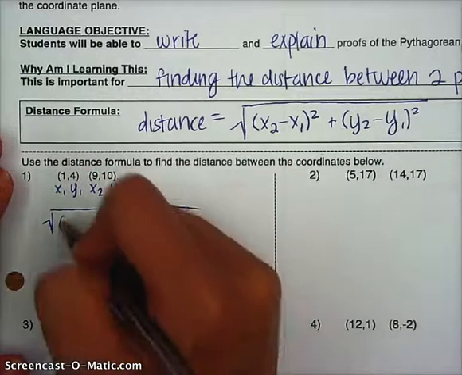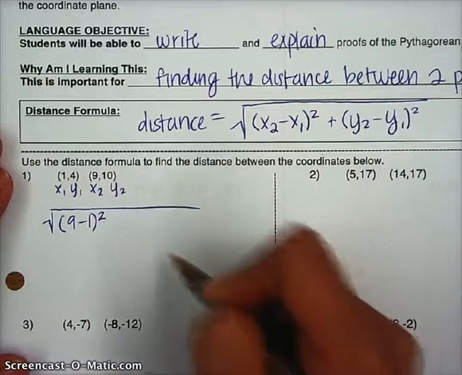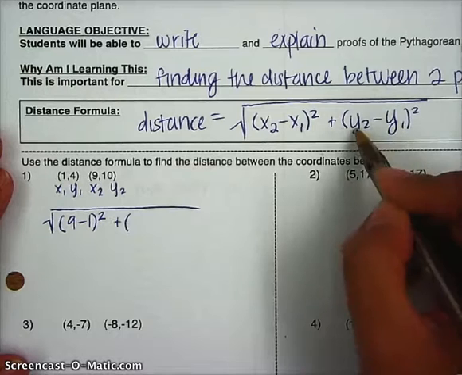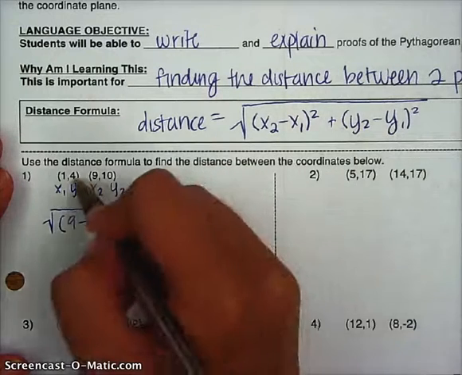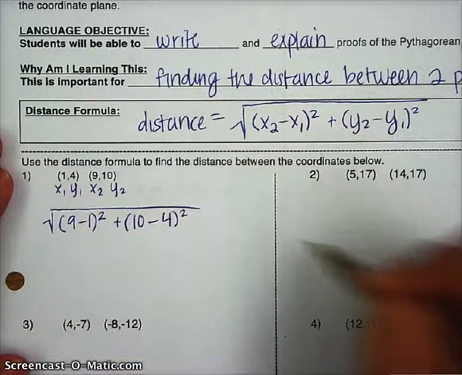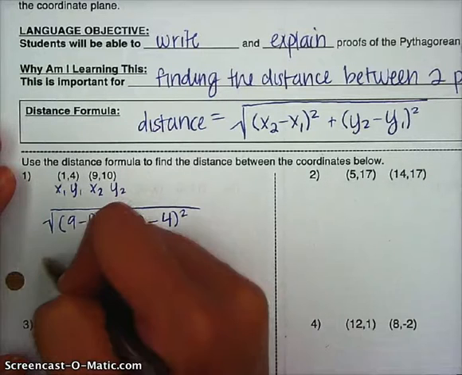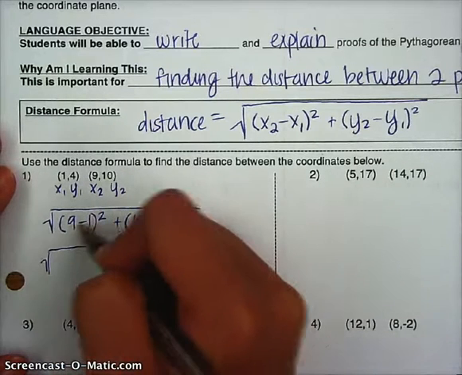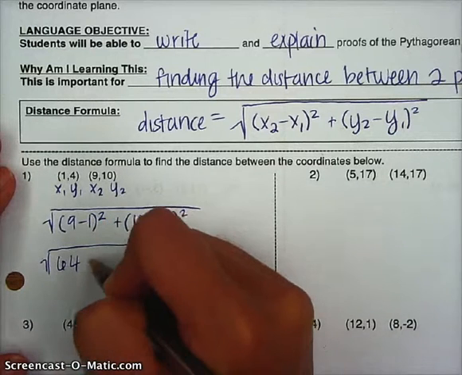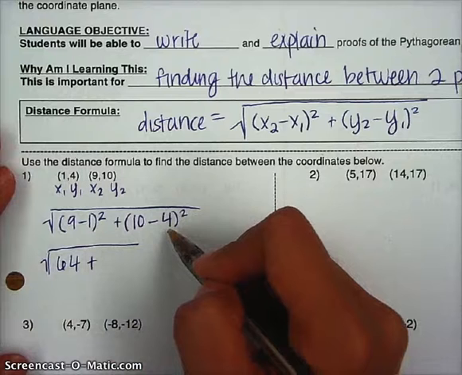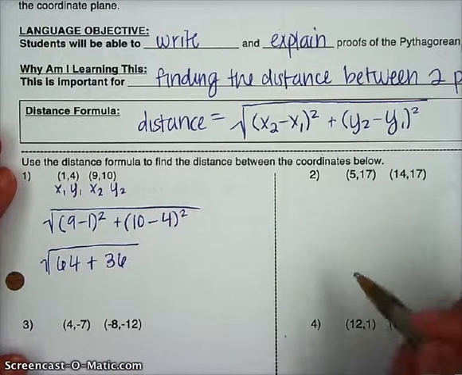x sub 2, which is 9, subtract that from x sub 1, which is 1, and I'm going to square that quantity. I will then add that to y sub 2, which is 10, and then subtract that from y sub 1, which is 4, and then I will square that quantity as well. Now that I have all my numbers plugged in, I just need to simplify what I have. So I'm going to take the square root of 9 minus 1 is 8, but then I have to square that, so that's going to become 64, plus 10 minus 4 is 6, but when I square that, it becomes 36. I still need to continue to simplify.